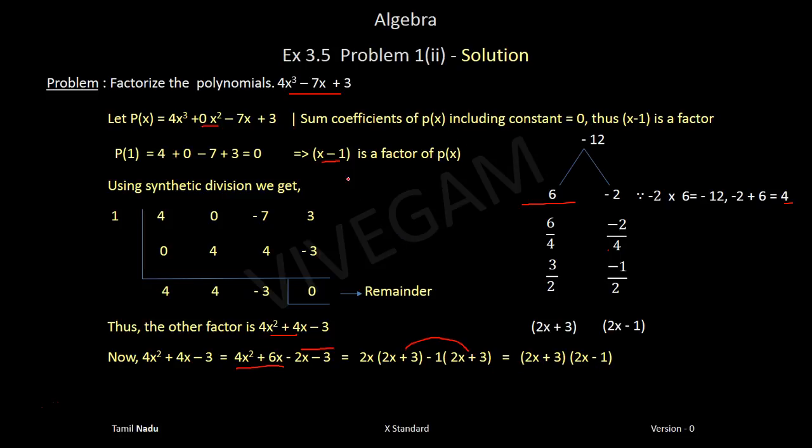We know the first factor of the cubic polynomial is x minus 1. So put all these factors together and equate it to the polynomial. Thus 4x cubed minus 7x plus 3 will be equal to the first factor x minus 1 into these two factors, that is 2x minus 1 into 2x plus 3.